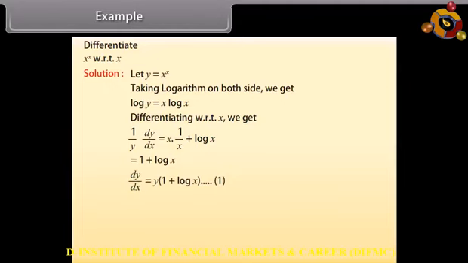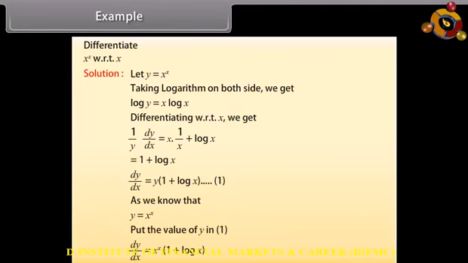Name it as equation 1. As we know that y is equal to x raised to the power x, put the value of y in equation 1. dy by dx is equal to x raised to the power x into 1 plus log x.